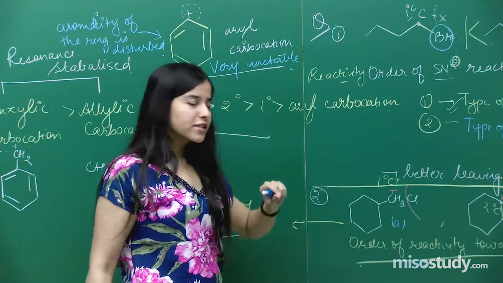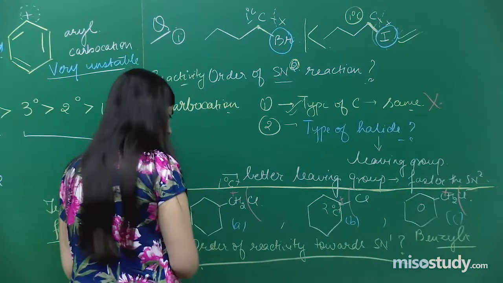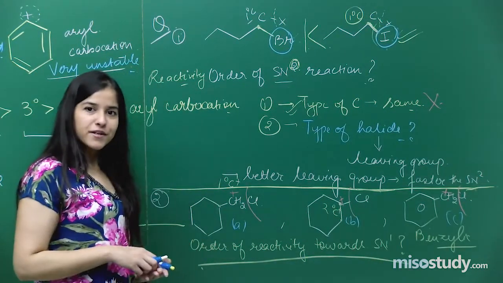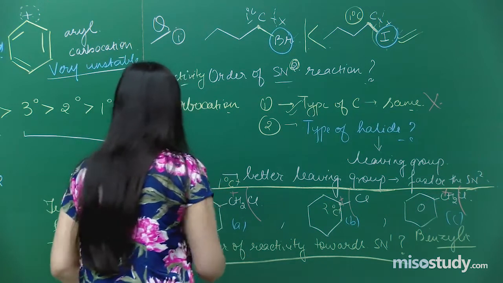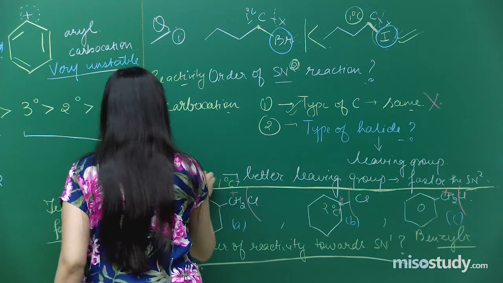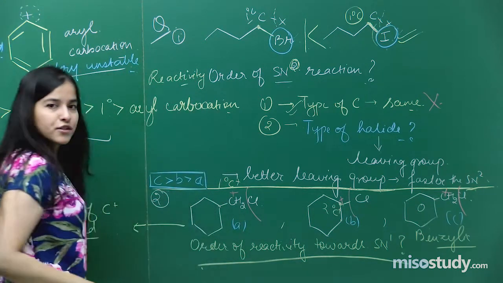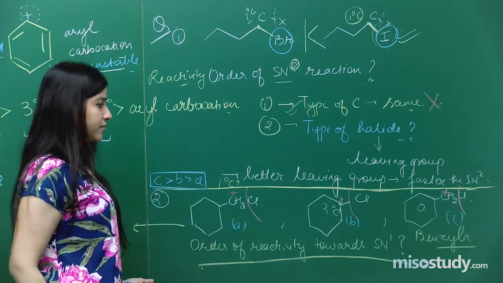Fine. So what will it be? The order will be C, B, A. Fine. I hope everybody has got the right order. That is C, B, A. Fine. So that is the answer to the question.